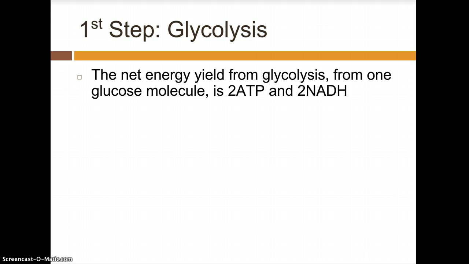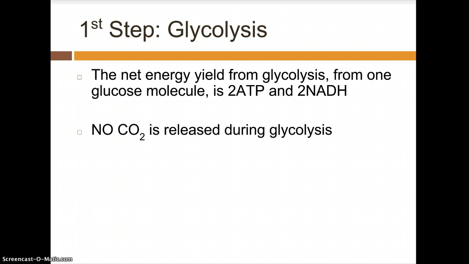So the net energy yield from glycolysis from 1 glucose molecule, from a single sugar molecule, is 2 ATP and 2 NADH. Just a reminder that those 2 NADH are high energy molecules, as well as ATP is the usable energy in our body. We know that if our net energy is 2 ATP, then we've had to invest some energy. We don't yet know what that is, but we've had to invest some energy in order to get that net energy yield. Okay.